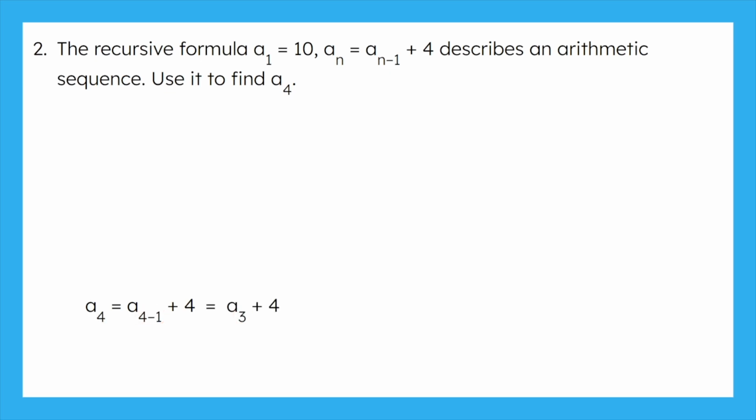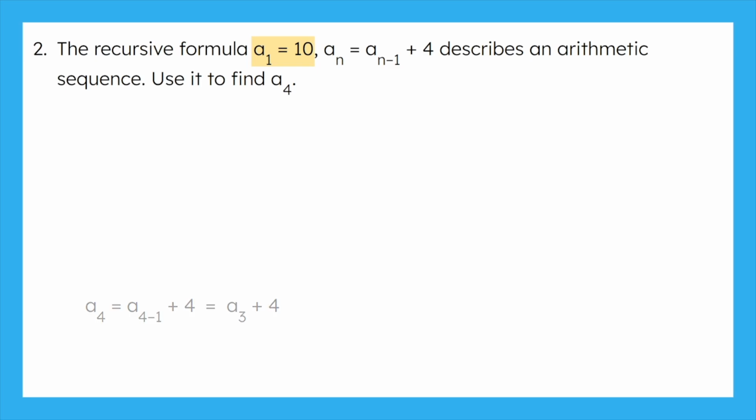But that's not a single value yet. What do we need? We need the value of a sub 3. And that makes sense. In a recursive formula, each term depends on the term before it. We don't know a sub 3 yet, but which term in this sequence do we know? The first term. It's 10. So we'll have to use the first term to find the second term, and then keep working our way up until we get to the term we want.